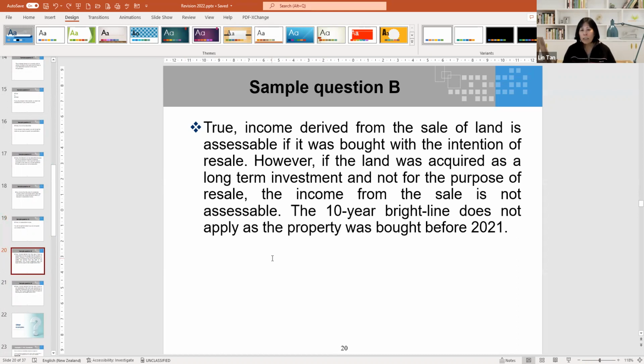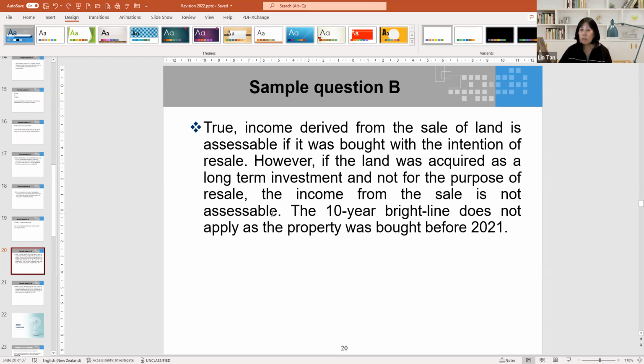Now you can apply the section CB6 test, or you can apply the bright line rule test as well. If you apply section CB6, the intention to sell test, you can say, well, true, income from sale of land is assessable if it was bought with the intention to resell, right? So this is section CB6. But if it's not, then it won't be caught under section CB6.